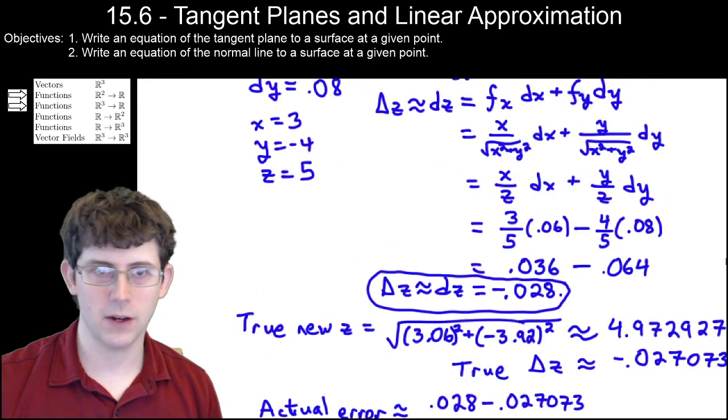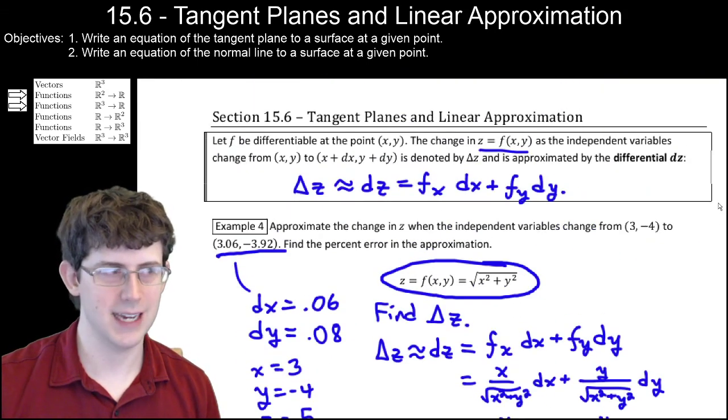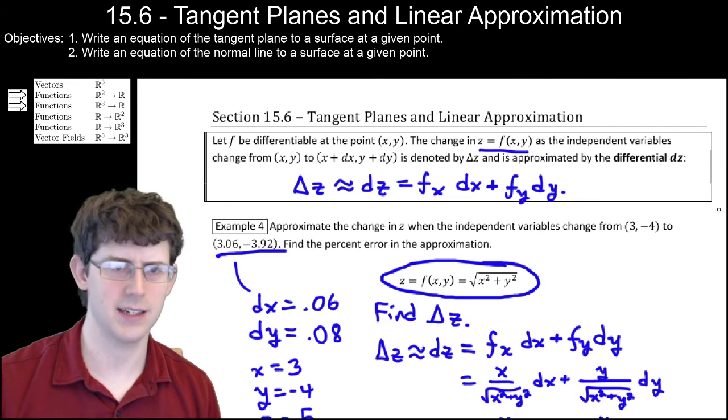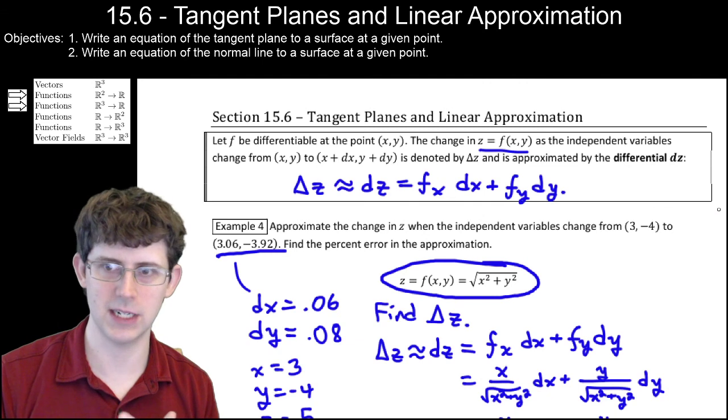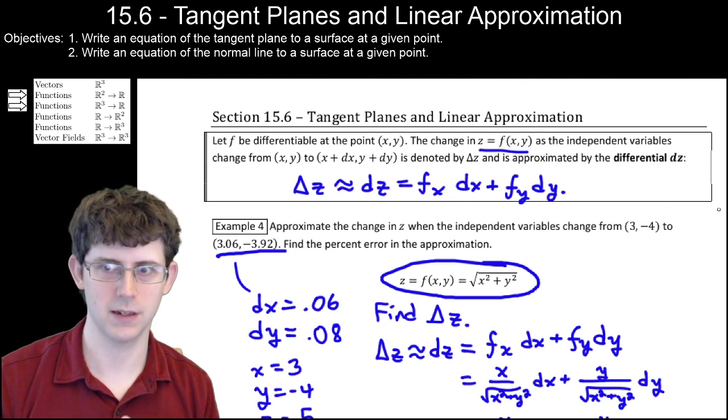That should do it. So this section was tangent planes and linear approximations. Yeah, so we got some tangent planes, we got some normal lines, and we figured out how to approximate change. Perfect. Go practice it a little bit.